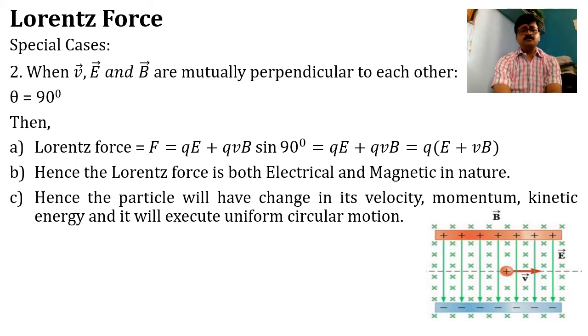Special case number 2. So what should be our conclusion here? Conclusion is very clear, that the particle will have change in its velocity, momentum and kinetic energy, as well as it will execute uniform circular motion, because velocity is perpendicular to magnetic field. So this is what we are supposed to remember, right? Now let's proceed to our next part.